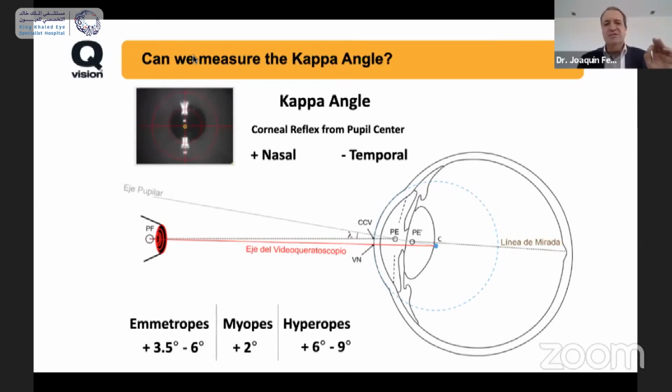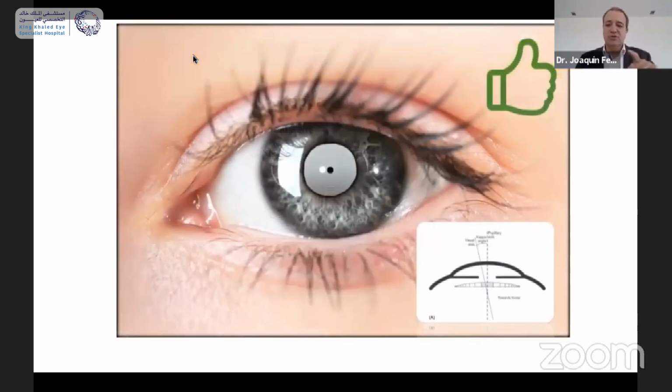The line of the side is well represented in clinical practice by the first Purkinje reflex. It's called the Werther normal in the video keratoscopy. But we cannot measure the angle in clinic. We can measure this chord between 2 points, as you can see here. The black point is the middle of the pupil. The white is the Werther normal, the first Purkinje reflex.